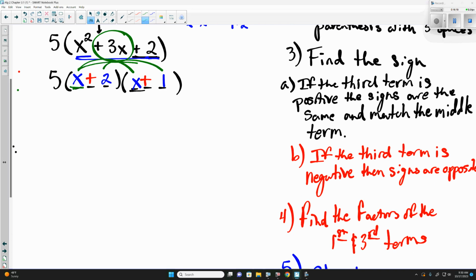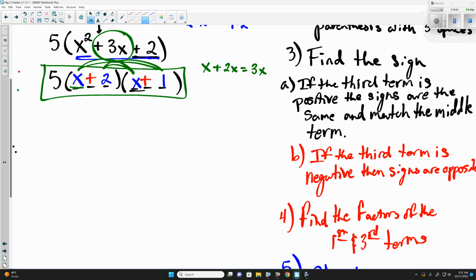which is our x times 1 and our 2 times x. Well, x times 1 is x. 2 times x is plus 2x. And x plus 2x, is that the middle term we wanted? So, these are the correct factors.